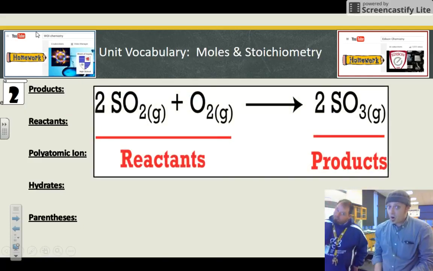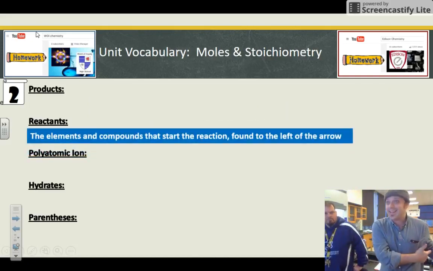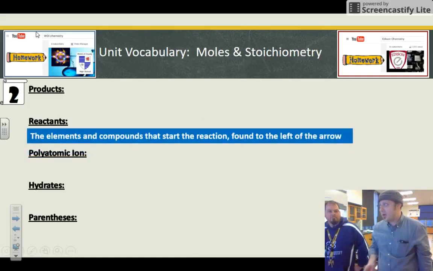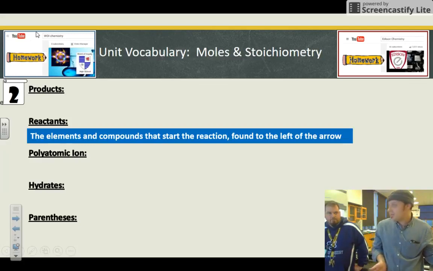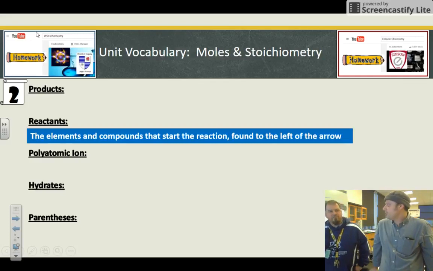The reactants are what was used to make the product. So they're on the left side of the arrow, the tail end of the arrow: the elements and compounds that start the reaction. I like to think the reactants react to form products. That's literally how it works.